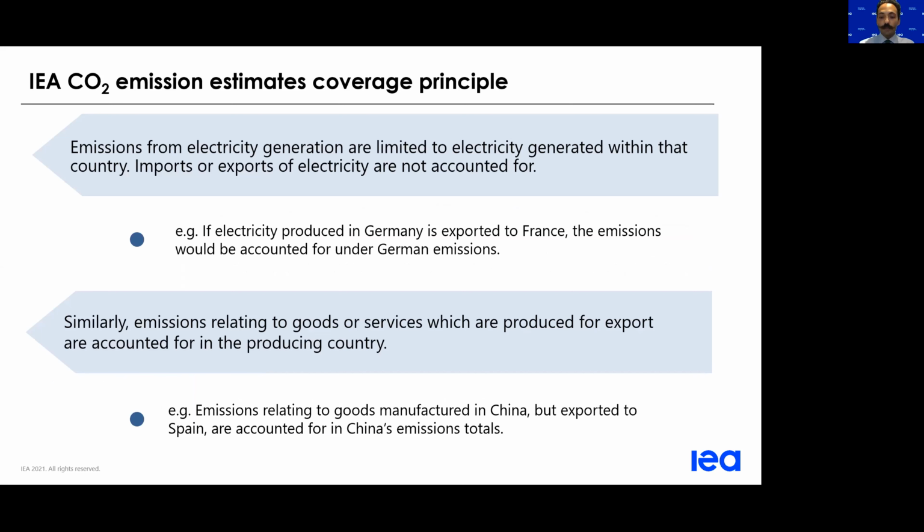So for example, if some electricity is being produced in France and then exported and used in Germany, the emissions for that electricity generated are accounted under the France emissions. Or if there are some goods and services which are produced in China and then they're exported and used in Argentina, for example, the emissions are associated and accounted for under the Chinese emission. And this principle actually follows the guidelines for reporting national greenhouse gas inventories to UNFCCC.